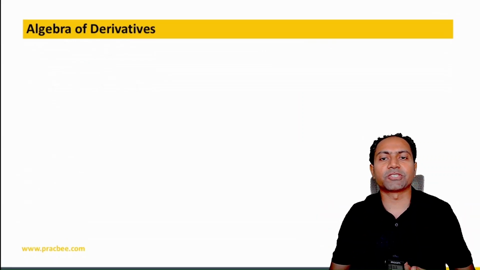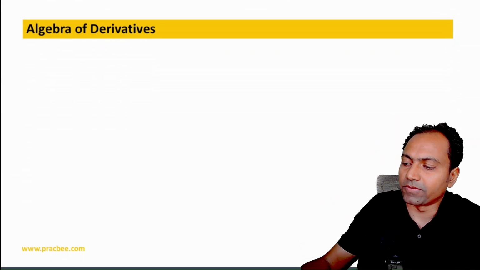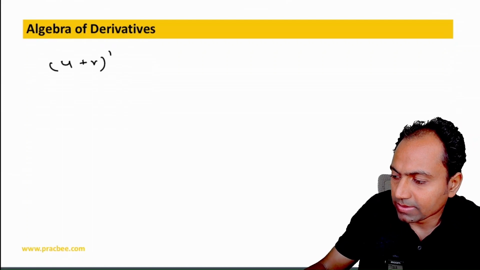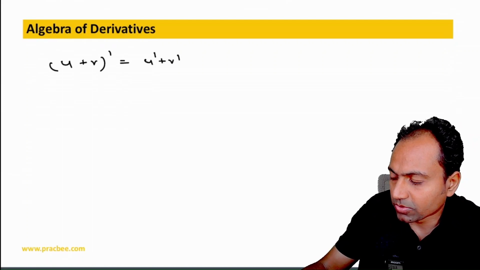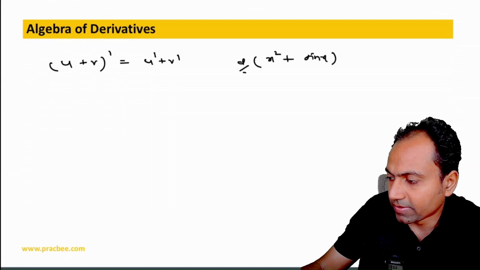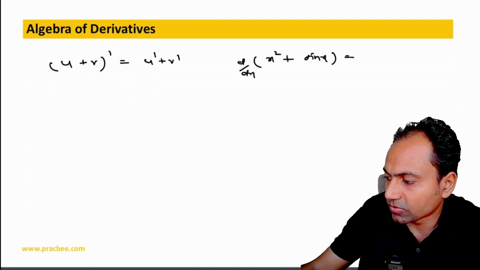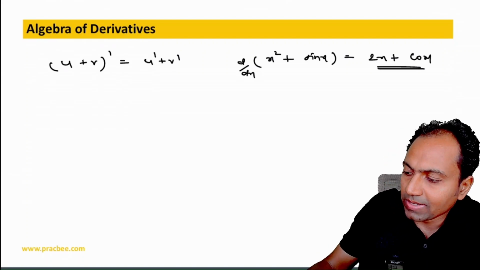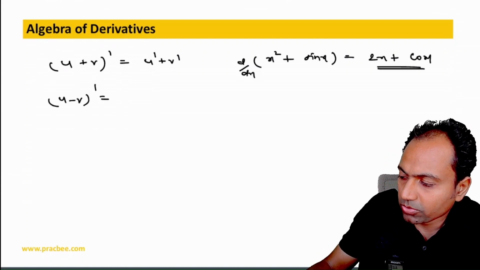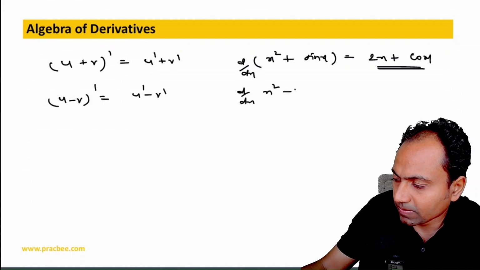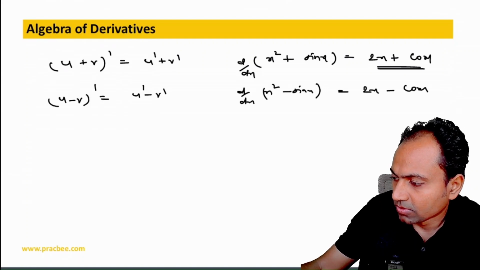Now in case of differentiation, we had this idea of algebra of derivatives. What does that mean? If you have functions u and v, and they are in sum, if I do differentiation, it will get distributed. So if we have x square plus sin x, I can write their derivative as the individual derivatives. So this would become 2x plus cos x. Now if I had a difference also, I could use a similar idea, u dash minus v dash. So d/dx of x square minus sin x can also be written in the same manner, 2x minus cos x. So there is no problem here.